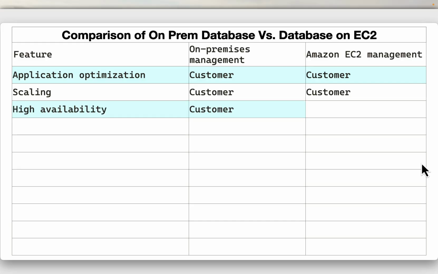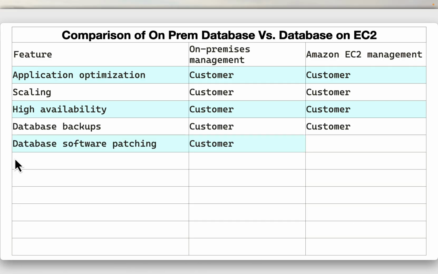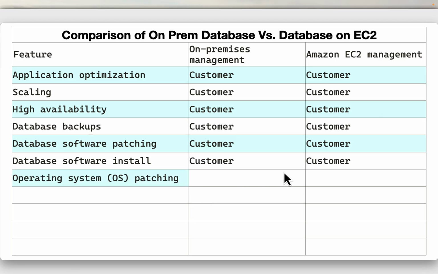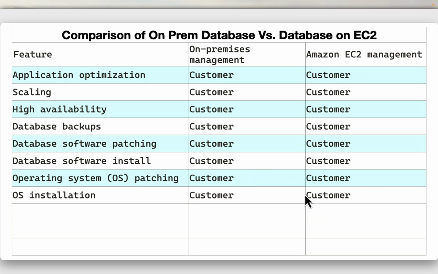So this will be very similar because basically you have EC2 and you are installing on the cloud, but it's basically like a machine on which you install MySQL or PostgreSQL. So high availability, all are customer responsibility. Database backups, database software patching, database software install, operating system patching, OS installation, and server maintenance. So only server maintenance comes to Amazon AWS, because they will take care of server maintenance.